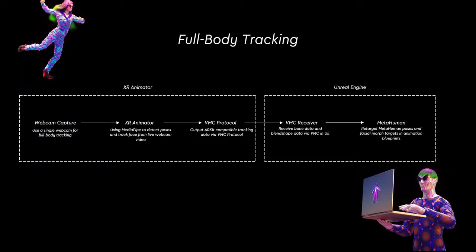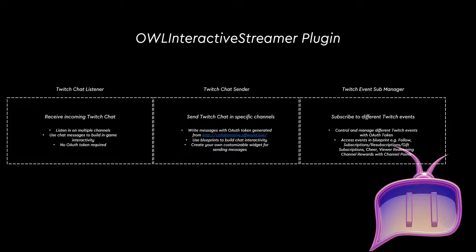We've been using this application, which includes Google's MediaPipe to detect poses and track faces from these webcam video textures. And then by replacing the VRM character with an ARKit compatible VRM character, we're able to output these ARKit tracking data via VMC protocol. And then we have a receiver on the Unreal side that allows us to retarget MetaHuman poses in animation blueprints. And then today we'll be focusing primarily on the OWLInteractiveStreamer plugin.